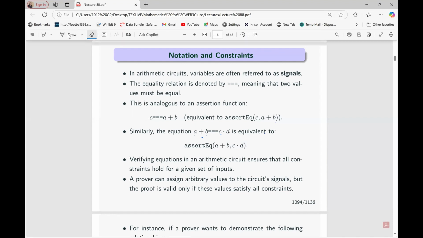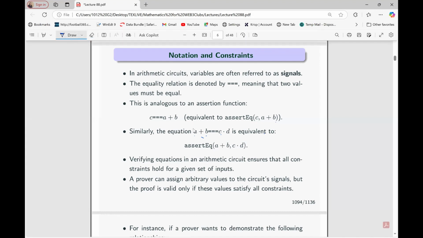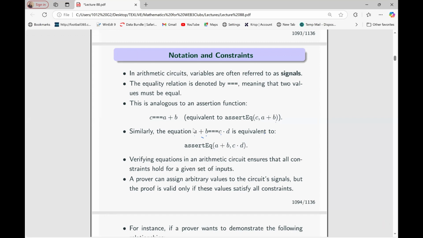Now, again, I said the essence of the arithmetic circuits is not to come up with equations, just to verify. So I'm saying verifying equations in an arithmetic circuit ensures that all the constraints hold for a given set of inputs. Constraints, we've been using the word constraints. These are the equations that we're coming up with, to ensure that whenever you put the inputs, those equations hold.